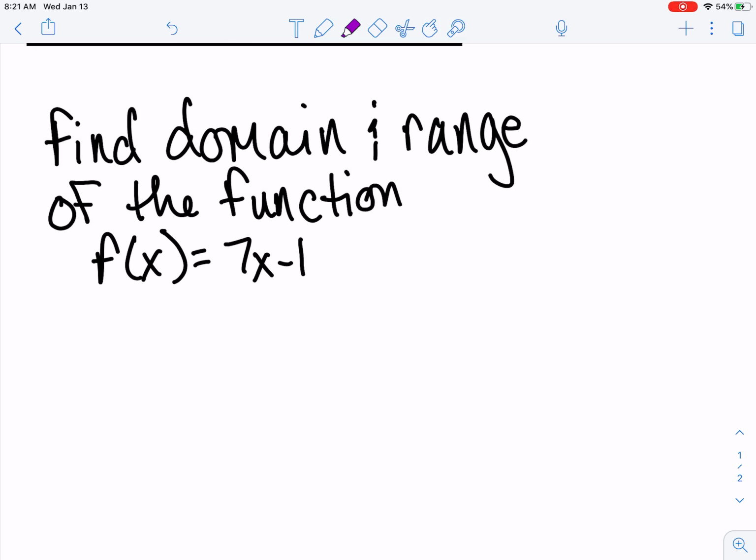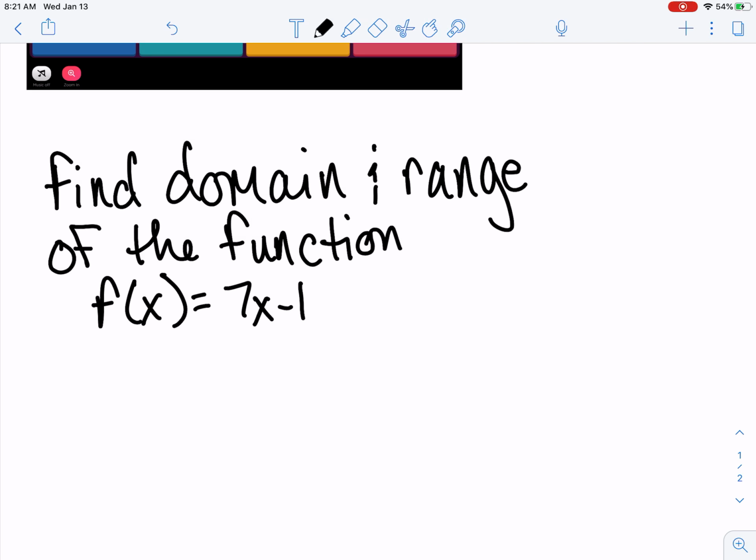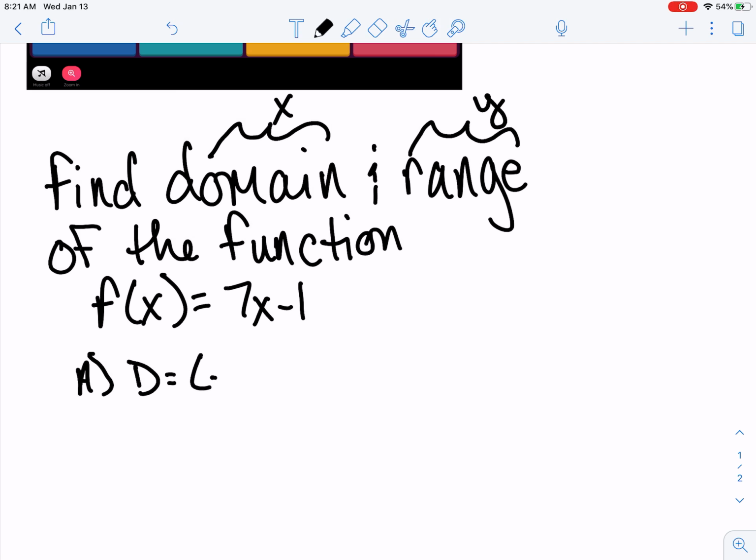The next question, find the domain and range of the given function. F of x is equal to 7x minus 1. So domain, again, I'm concerned with the x values. Range, I'm concerned with the y values. And my answer choices were D equals -infinity to infinity, or -infinity to 0.